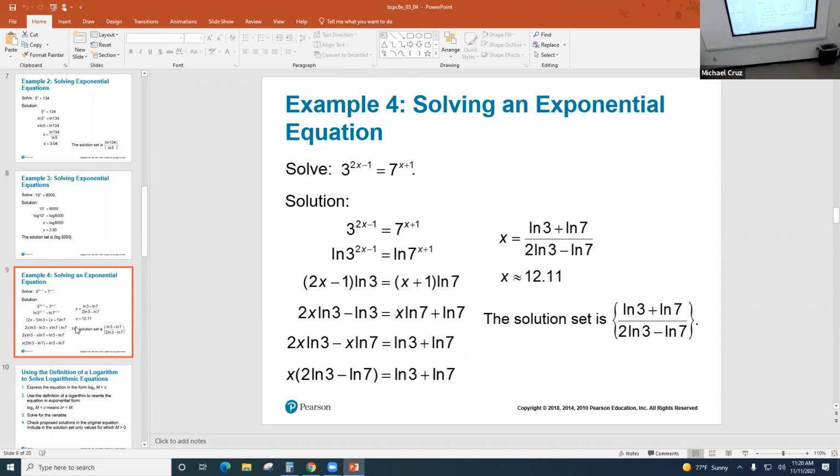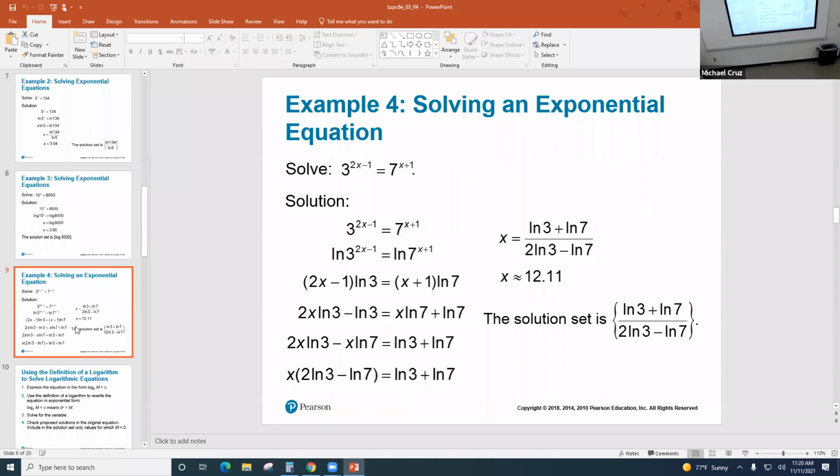All right. Here we've got one, again, with different kinds of bases. No way that we can do it like the first example, but we can use the ln here. If we take the ln of 3 to the 2x minus 1, we can use the power rule to bring that 2x minus 1 in front of the ln 3. And so we've gotten it out of there. On the other side, we're doing the same thing. We're taking the x plus 1 and moving it in front as a multiplier for ln of 7.